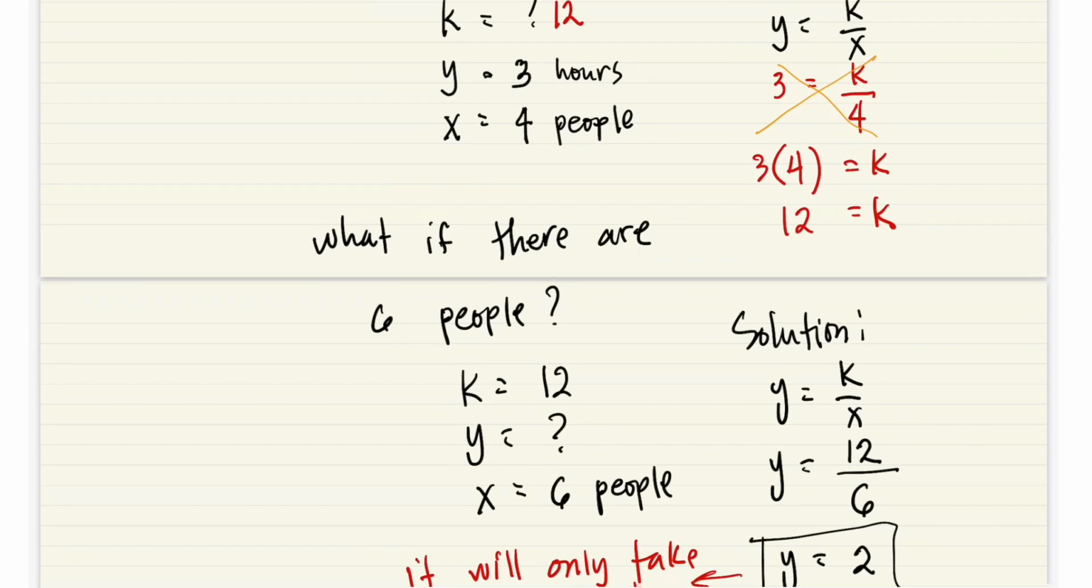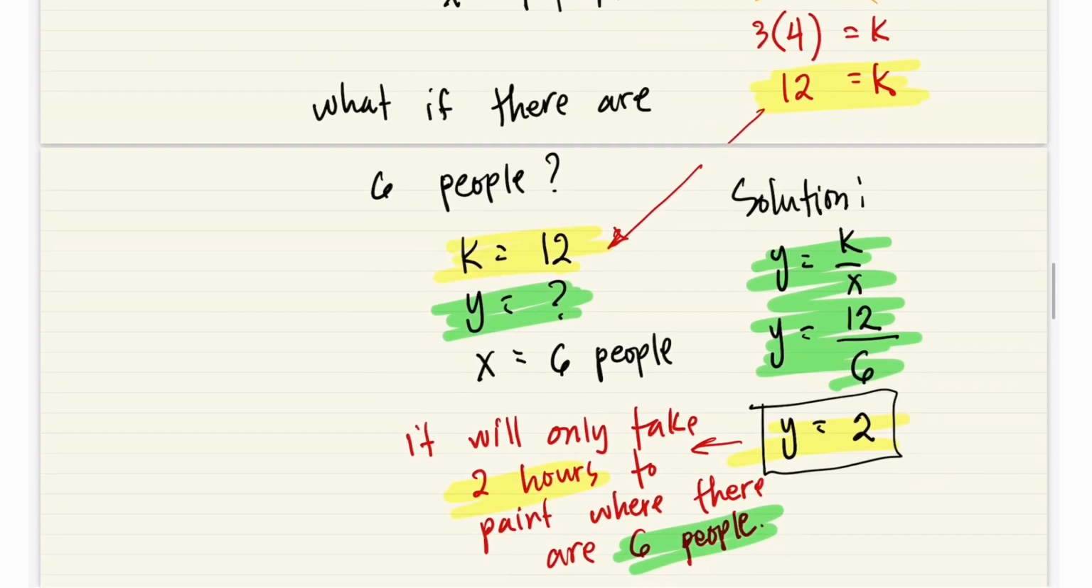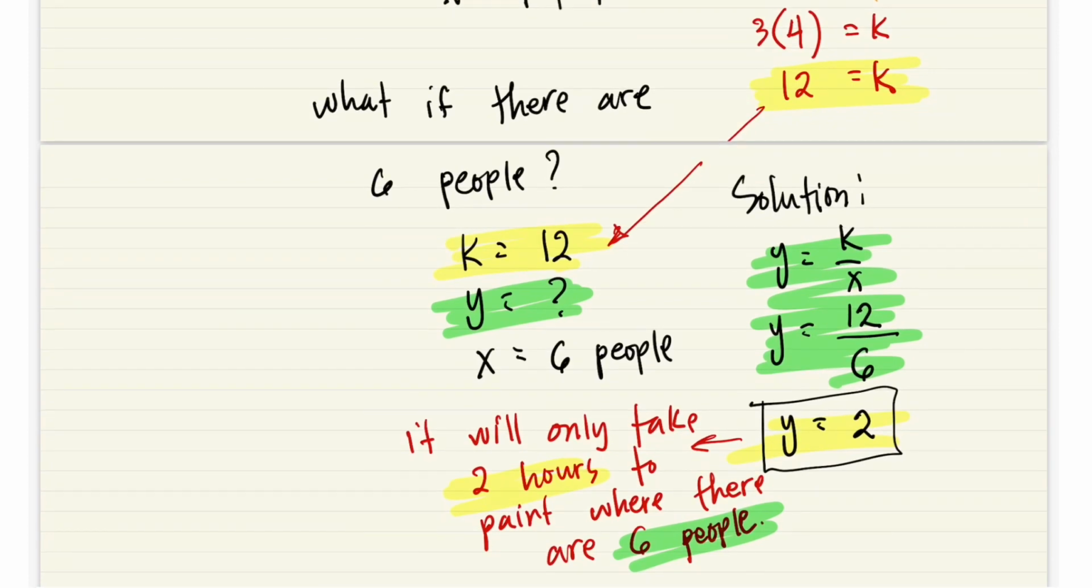Now, once we have K, we use that K here for the new equation. So given that K is 12, and now we are looking for how many hours 6 people are going to paint it, we follow the solution, and we have now the final answer that it will take 2 hours when you have 6 people. That's how you're going to do inverse proportion.